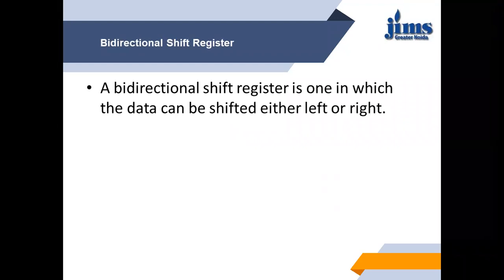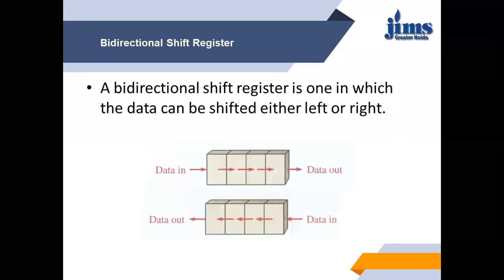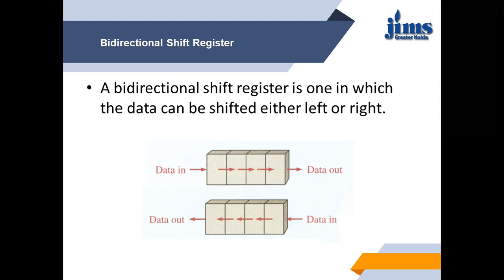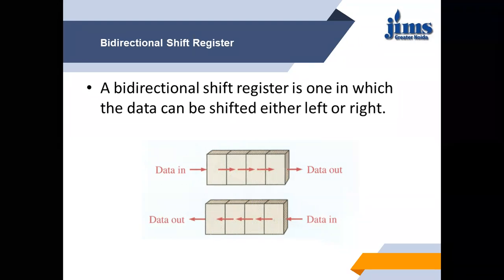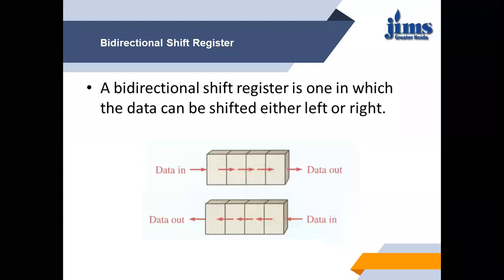A bidirectional shift register is one in which the data can be shifted either to left or to right. So the block diagram of the bidirectional shift register should be like this. The upper figure is for shift right and the lower block diagram is for shift left. So we are interested to design a shift register which takes data serially and can shift to the left hand side and to the right hand side both. That's why it is known as bidirectional shift register.